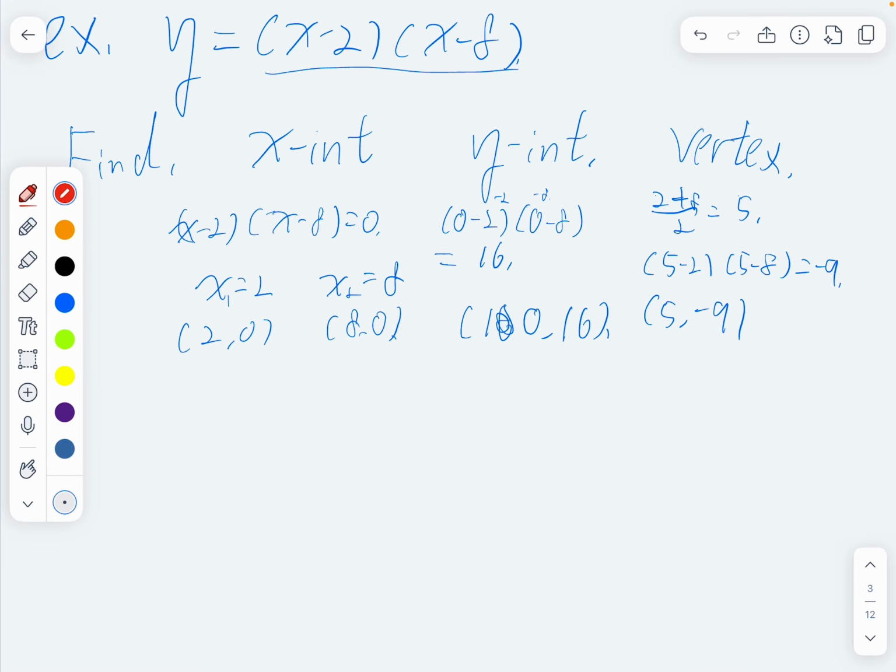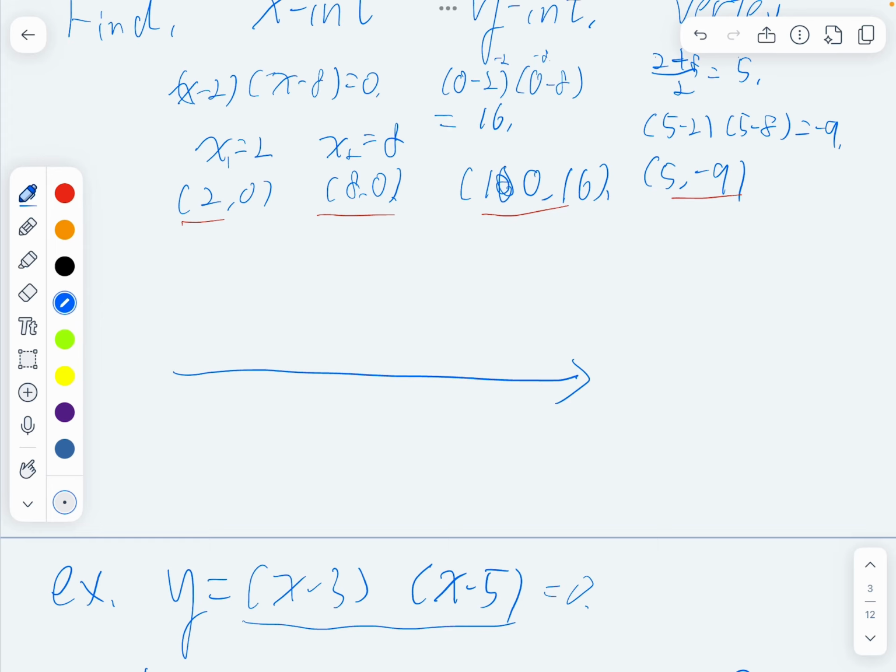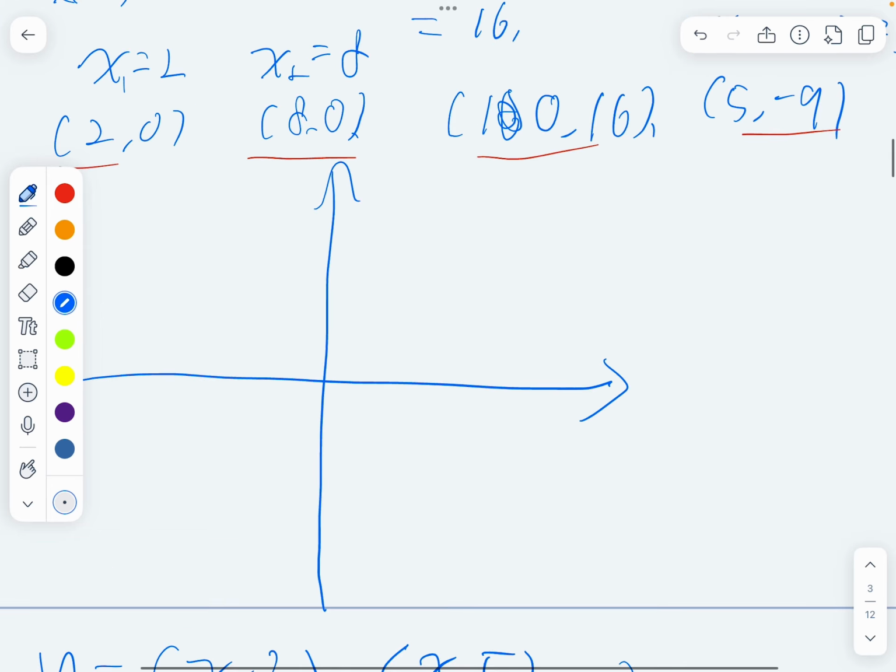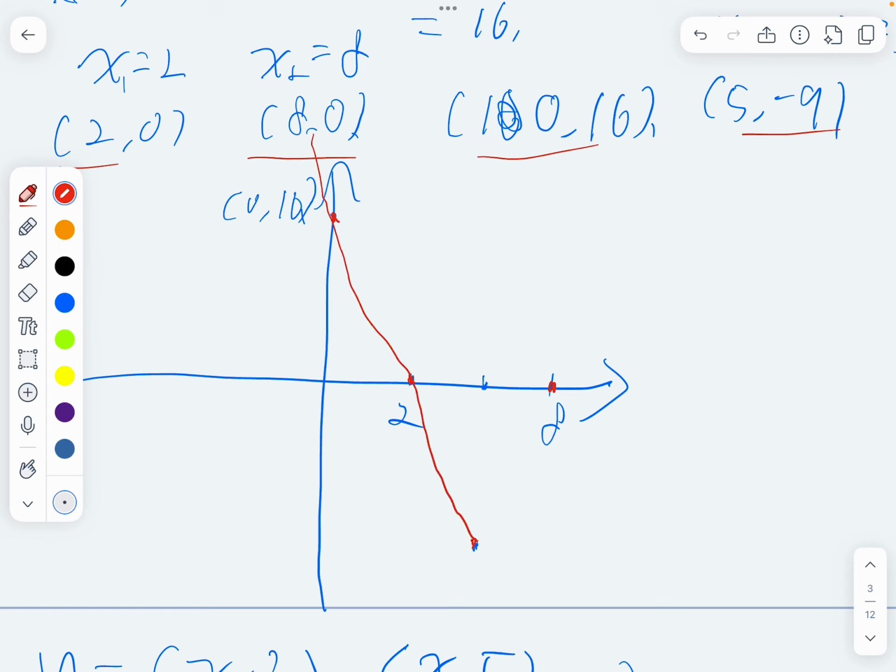For this one, we can already find these four points, so we can easily draw the graph together. This one is 2, this one is 8, the y-intercept is (0, 16), and the vertex is (5, negative 9). One, 2, 3, 4. Okay, so now we have the graph.